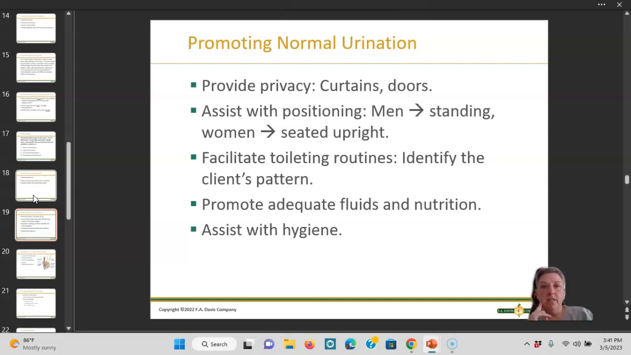Facilitating toilet routines, identify the client's pattern. Remember if they're wiping themselves in bed, if they're bedridden, providing a warm cloth after to wash their hands. You're promoting adequate nutrition and fluids. Fluids. Push the fluids. And assisting with hygiene. Assist. Sometimes we also have to give them a washcloth to wash their hands after.